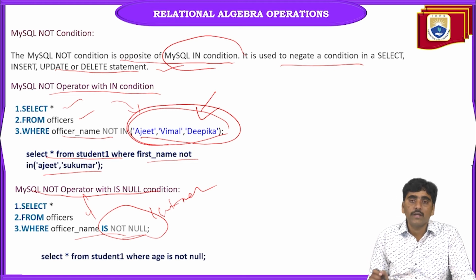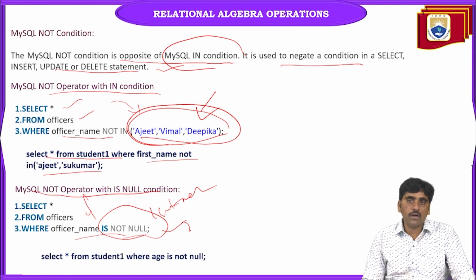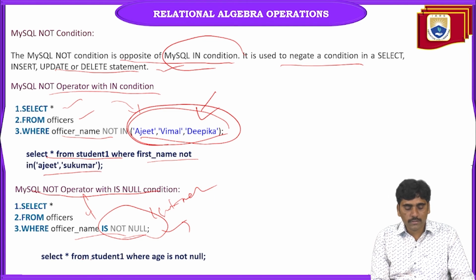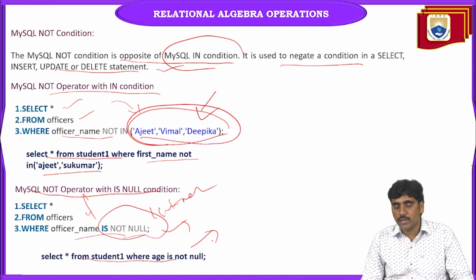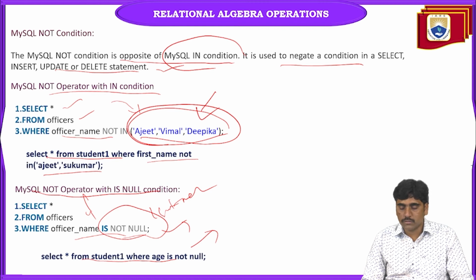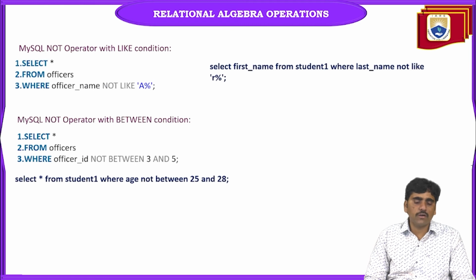So at that time, it will display based on this not null condition, right? It is going to display all the not null values. So select star from student 1 where age is not null. That means everyone should have some age, so based on those queries only, it displays the not null values.